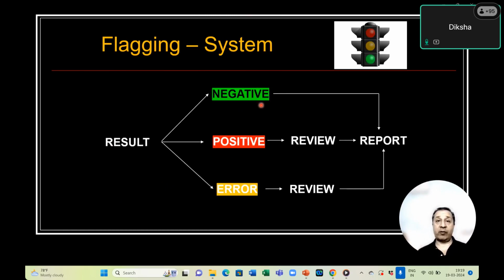After you have optimized your flagging system, mind you, then you can just directly go and report the sample. If you have a positive flag, you might want to review a smear or maybe the historical aspects of the patient's condition and then finally report the case. Or you might have an error, in which case you might either want to review or maybe rerun the sample so as to get a negative flagging and then only report the sample for that particular patient.